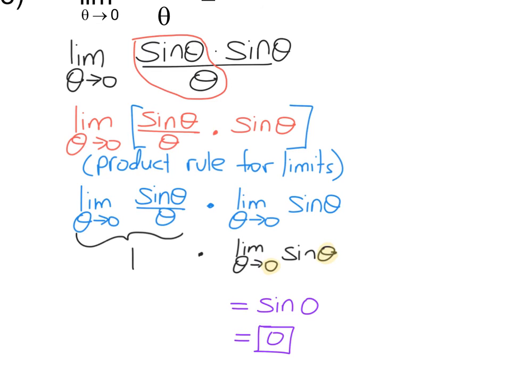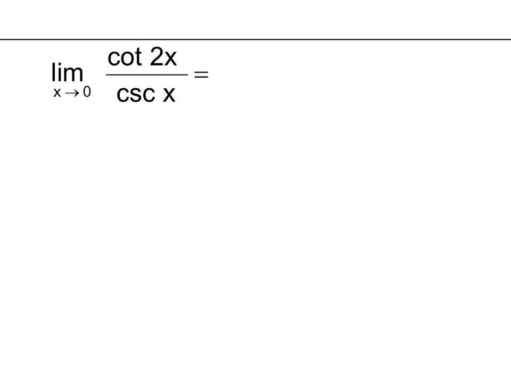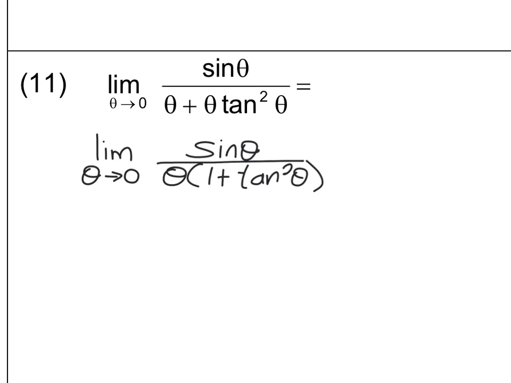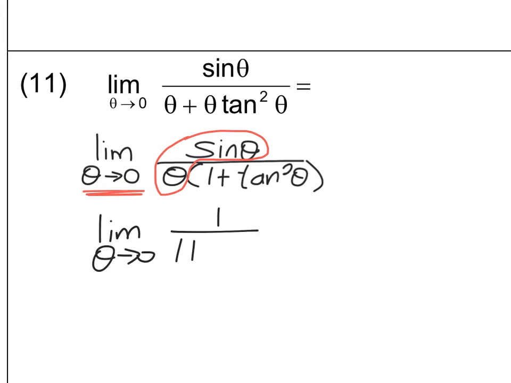So that being said, how's about we do the same thing right over here? So we got this component here that constitutes our rule. Again, only because theta is going to 0. So that's going to go away. Limit as theta goes to 0, 1 over 1 plus tangent squared theta.